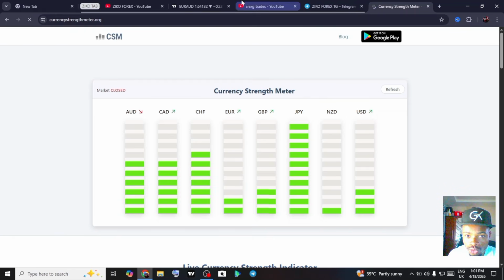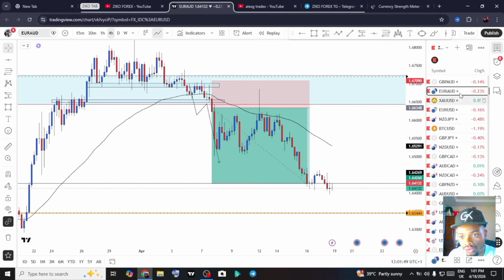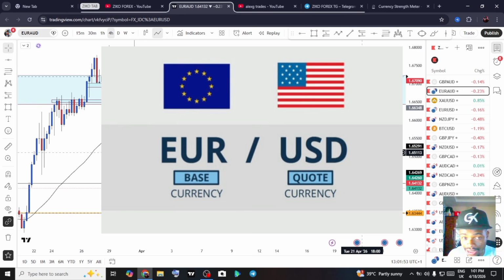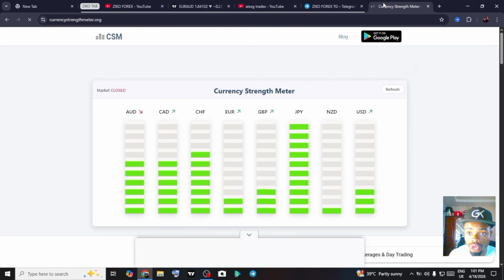So most of the time when I was actually holding this Euro AUD, you really need to understand the difference between quote and base currencies, right? You need to understand the difference. But if you want me to explain it, I'll explain it for you guys. But this right here, most of the time AUD had a very full bar right here, which shows that AUD had a lot of strength.